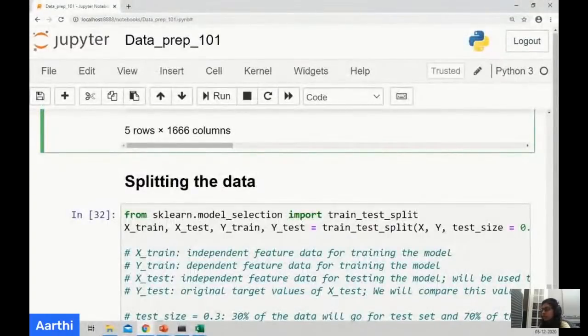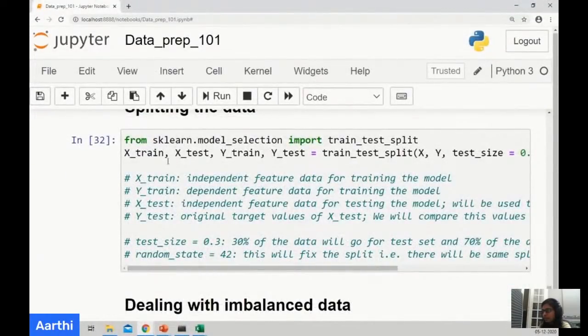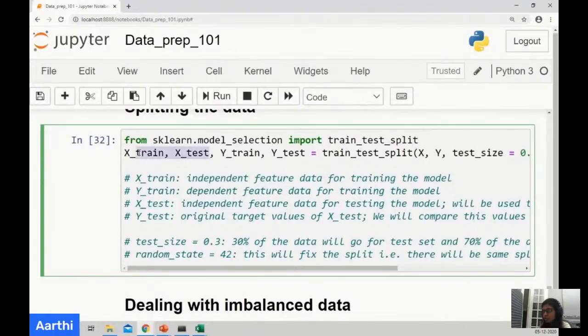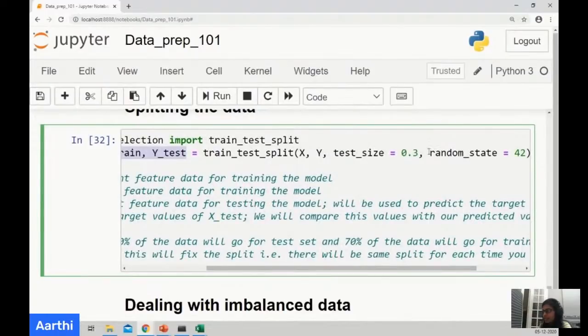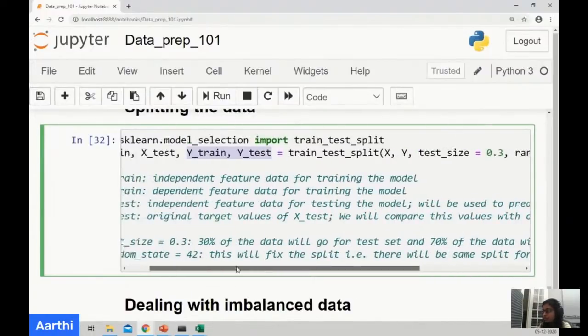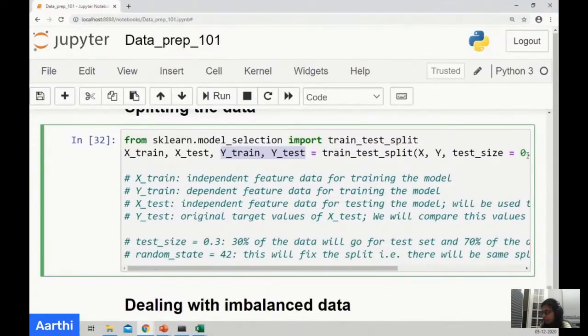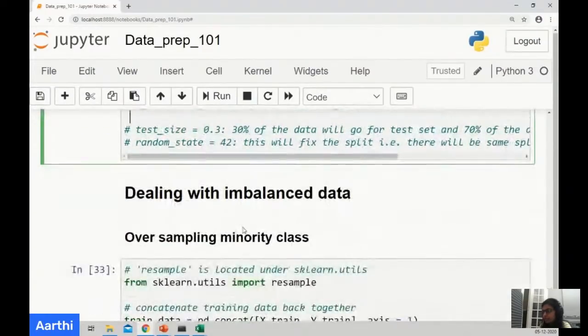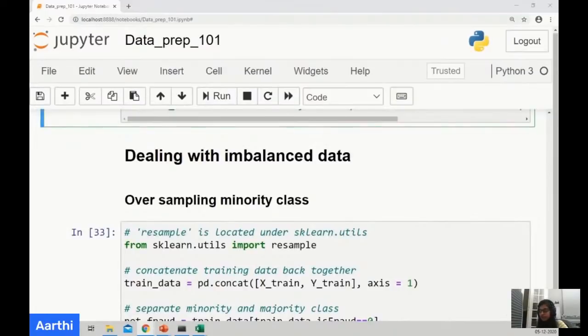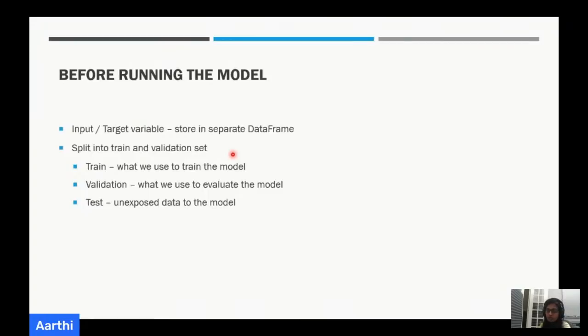Over here, what we have is X train, X test. So you're splitting the data into train and test. Similarly, you're splitting the Y variable, the target variable, also into train and test. The test size is 30%, which means the train size is 70%. You can also change this to 0.25 or something else. And then imbalance data. Before moving on to this imbalance data, any questions, Chanakya, that I can take?